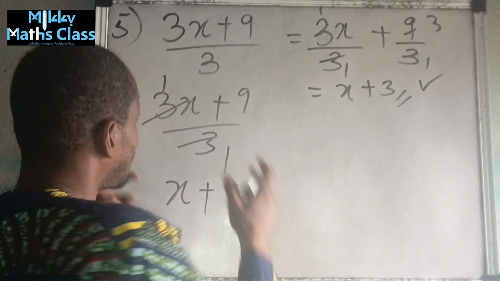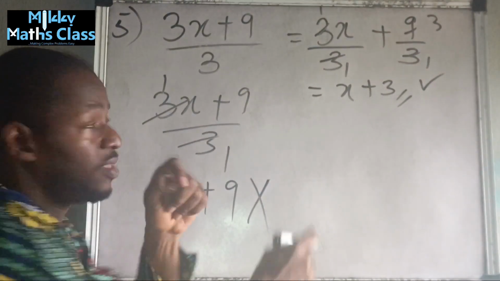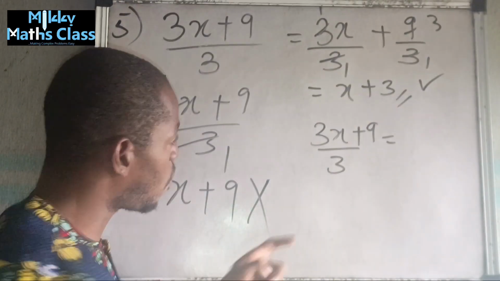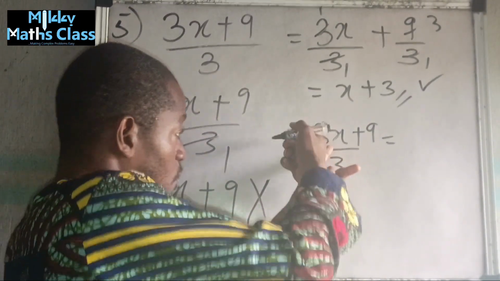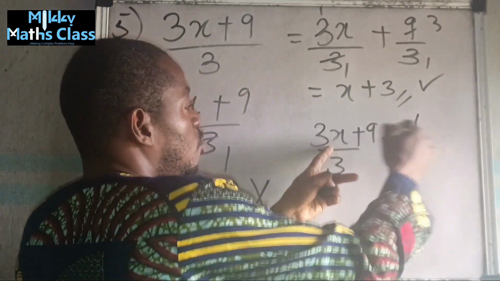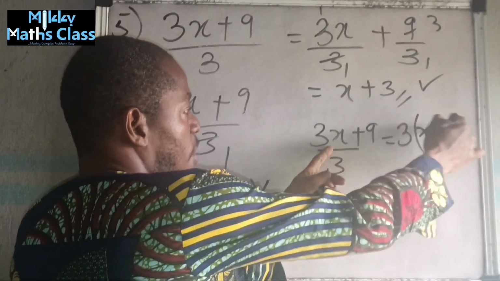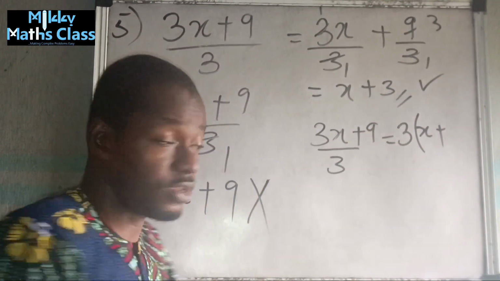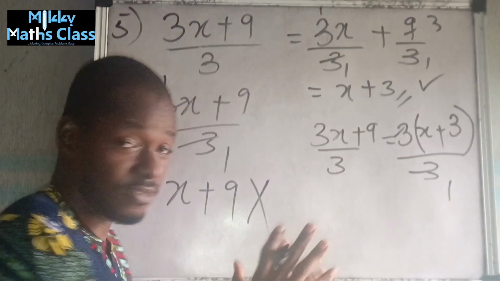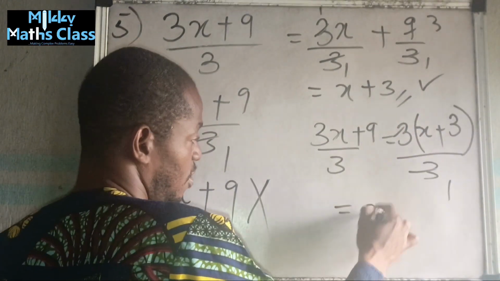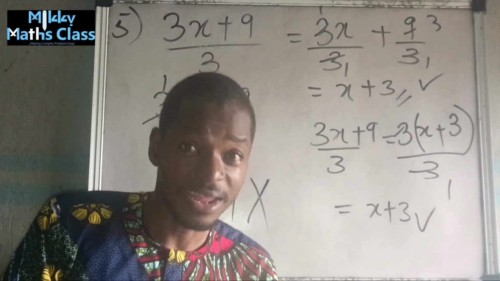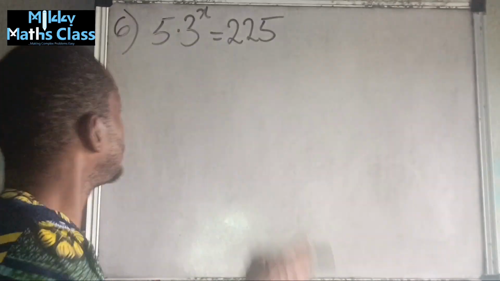Or you can solve it like this by factorizing the numerator. How do we do that? 3x plus 9 over 3 is equal to, when I factorize the numerator, what is common between these two? 3 is a common term, so I bring out 3 into a bracket. 3x divided by 3 is x, plus 9 divided by 3, 3. So this is 3 times x plus 3, over 3. So 3 will cancel 3 in this scenario. So you have x plus 3, which is the same thing as this. Don't make that mistake. All right, let's look at the next mistake, mistake number 6.